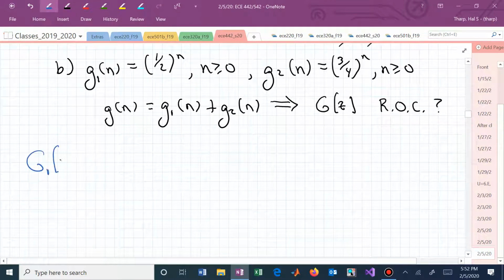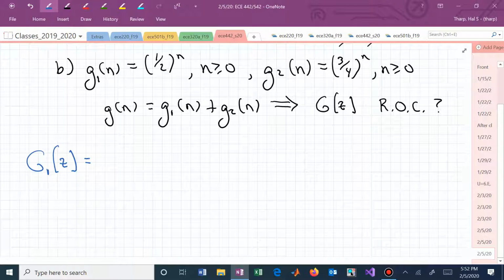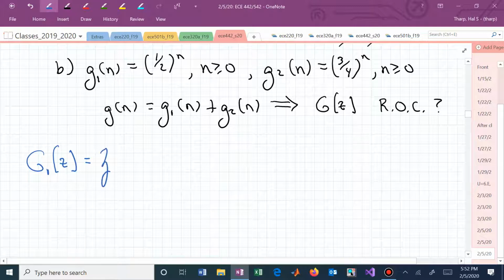If we do this a few times, now all you have to do is quickly pull out a napkin, write this down, and you say, oh yeah, now I remember what the region of convergence is. But let's just do it. This is now the Z transform of little g1 of n.